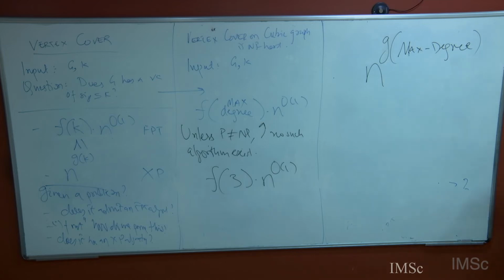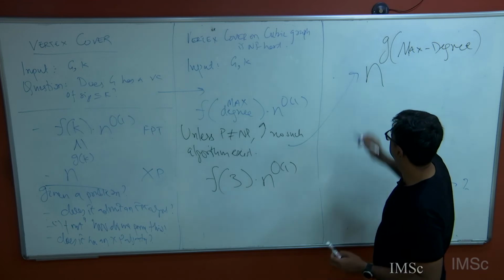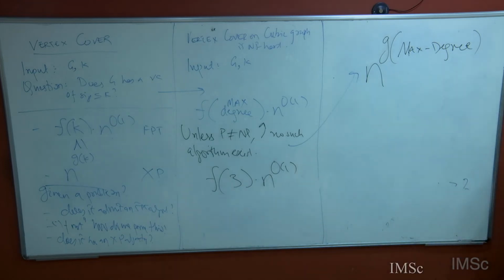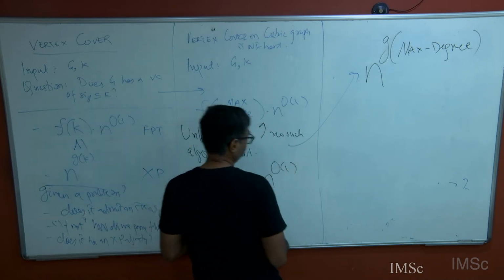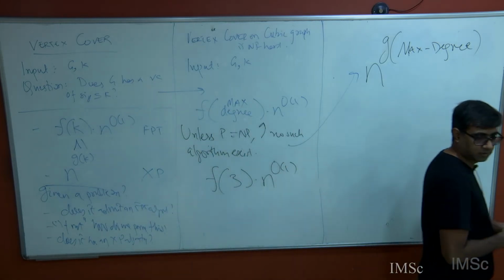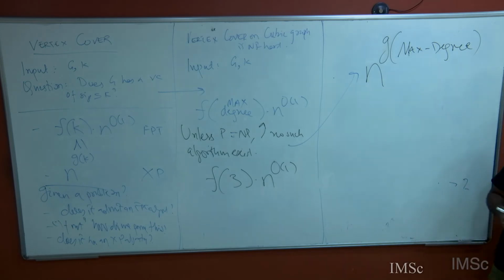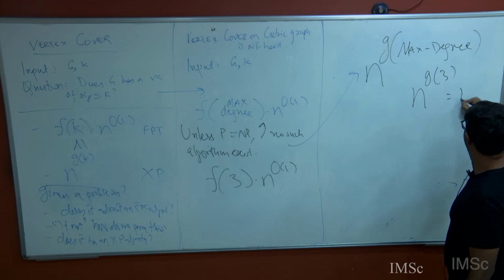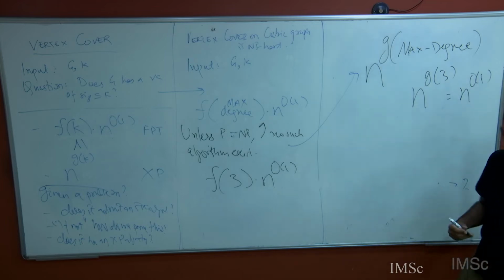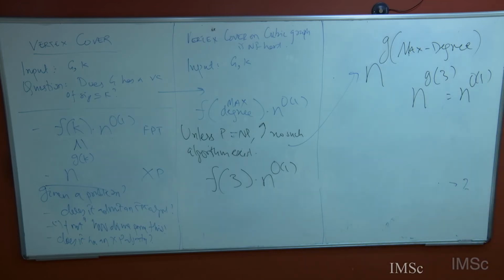I want to say the same thing. Unless P not equal to NP, such an algorithm cannot exist. Okay, you're right. Sorry, my bad. Does that make sense? Right? Because n to the power, it's really a fixed constant which only depends on 3. So no such algorithms exist, right?